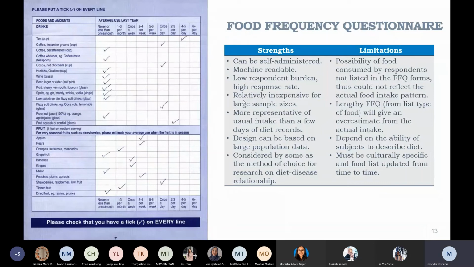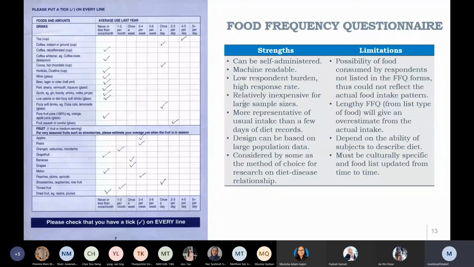FFQ is relatively inexpensive for large sample size because we just print out the questionnaire and give the respondents to fill up, and then when the forms come back to us, we just key in a template, and the template will automatically calculate the nutrient intake for us. It's also more representative of intake than a few days of diet record, because FFQ covers a longer time frame.